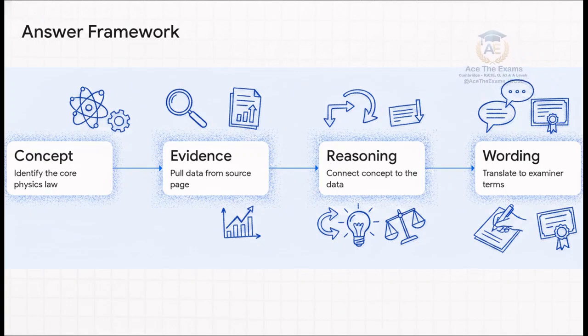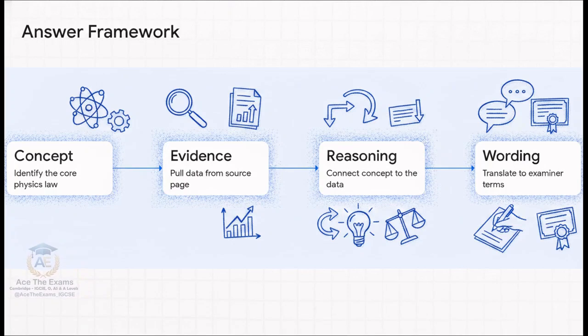Here it is. Step 1, identify the core concept. What is the actual fundamental physics law at play here? Step 2, pull evidence or data directly from the specific scenario or source page. Step 3, apply scientific reasoning to connect that concept to your data. And finally, step 4, the most important one, translate the whole thing into precise examiner wording.